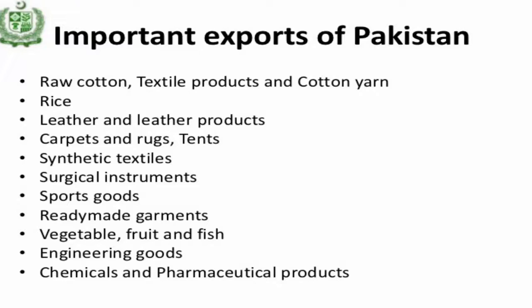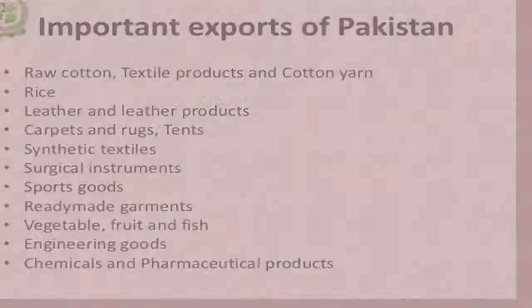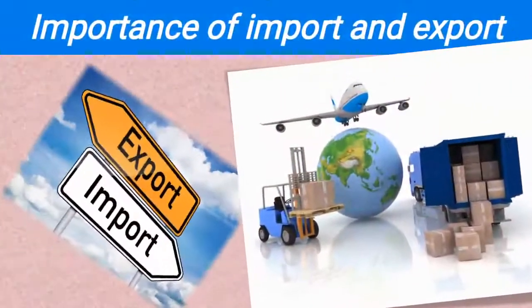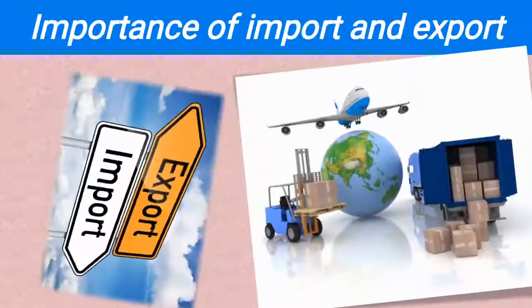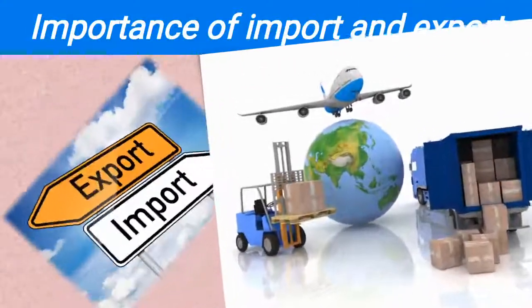Right now, there is a list of things which we sell to other countries: raw cotton, textile products, cotton, rice, leather goods, surgical products, sports goods, ready-made garments, vegetables, fish, fruit, some engineering goods, and some chemicals as well, right? So that is how any country can develop, when they increase their exports instead of imports. This is what you all have to keep in your mind. Well, guys, Germany, Japan, France, and the UK control almost half of the international trade. And China is ranked number one in exporting different goods and products to different countries.